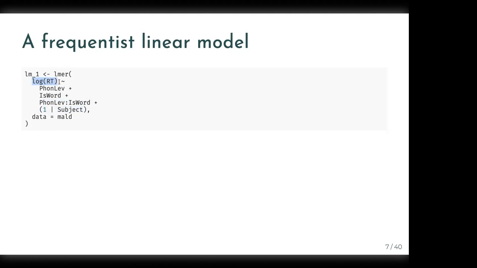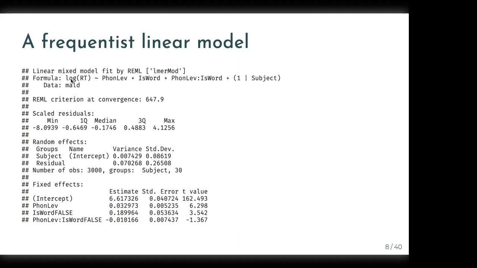I logged them because you might know that reaction times tend to not be distributed as a Gaussian distribution, but rather they tend to have a longer tail. And if you log them, they look a bit more normal. So that's why I logged the reaction times here, although it doesn't necessarily matter at this stage. And this is the output of the summary of the model that we have just run. This should all be familiar to you if you have used lmer before. And you have your results here in the fixed effects.